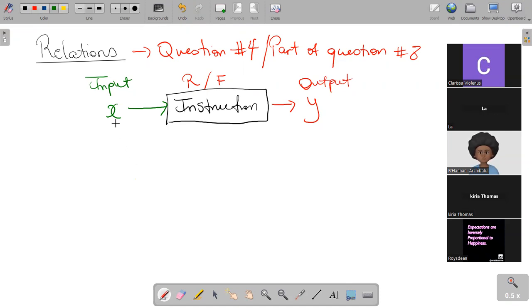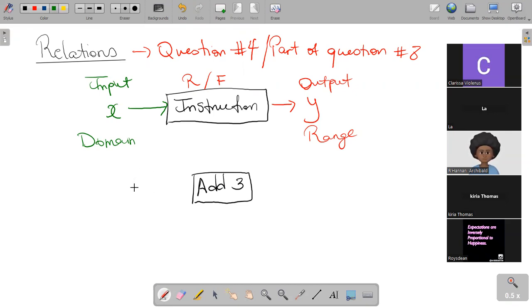Another word we use to represent the input is the domain. Another word we use to represent the output is the range. So I'm going to use a quick example. Let's say my instruction is add 3. All right? And let's say my input is 2. So if my input is 2 and the instruction is to add 3, anybody could tell me what you think the answer is going to be? What is going to be the output?